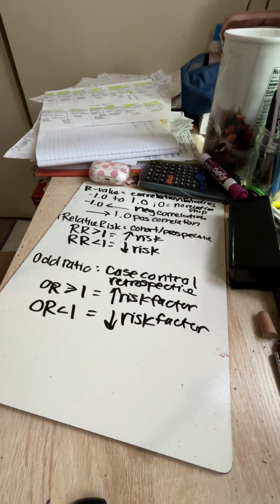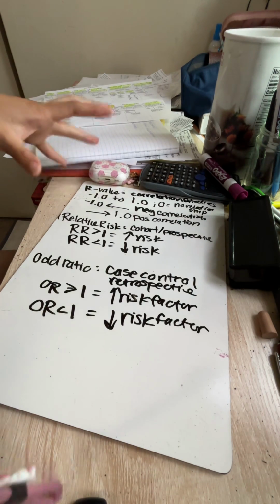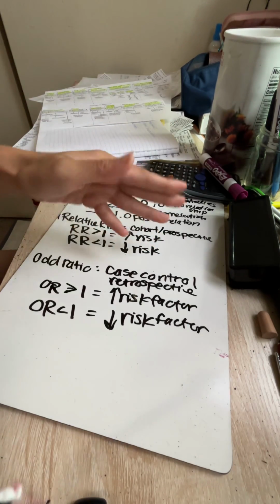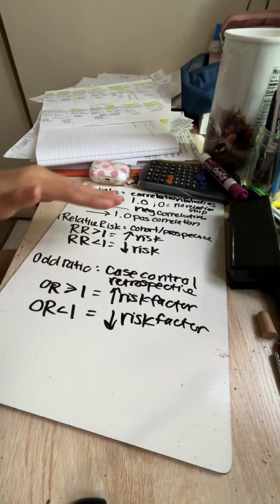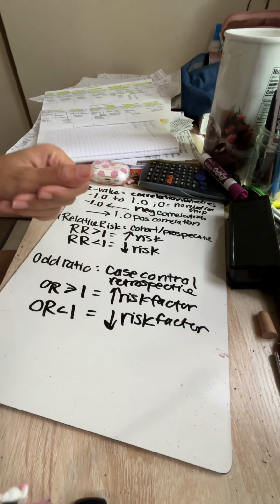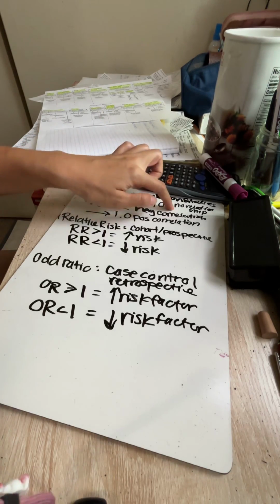So that's what we went over today. Just to review, R values have to do with correlation studies. The closer it is to 1, the more positive the correlation. The closer it is to -1, the more negative the correlation. And in the middle, it's going to be no relationship.